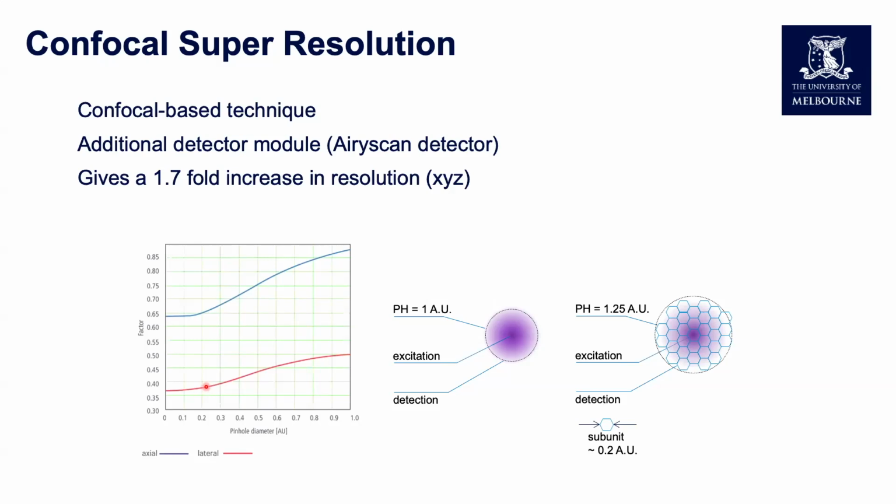So what Zeiss and Nikon have done is a slightly different approach, where rather than having a single point detector on the confocal, they have this compound eye array of detectors. In this case, there are 32 individual detectors, and each has an equivalent distance of 0.2 of an Airy unit. So without physically narrowing the pinhole, you're getting that kind of resolution increase. Then there's a clever bit of mathematics that you can use to increase the resolution on your image.